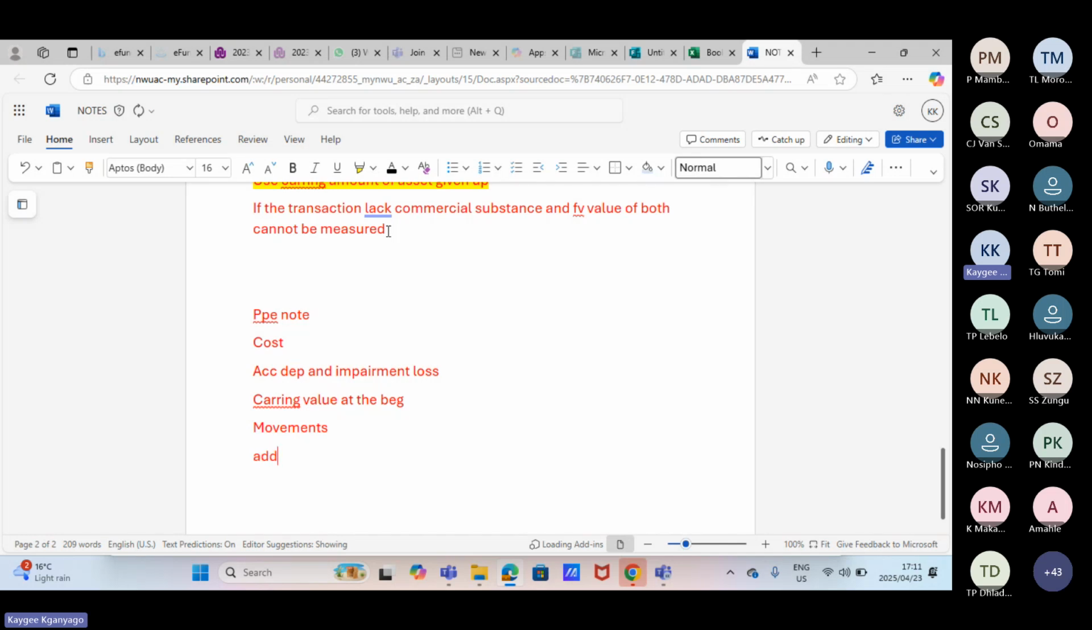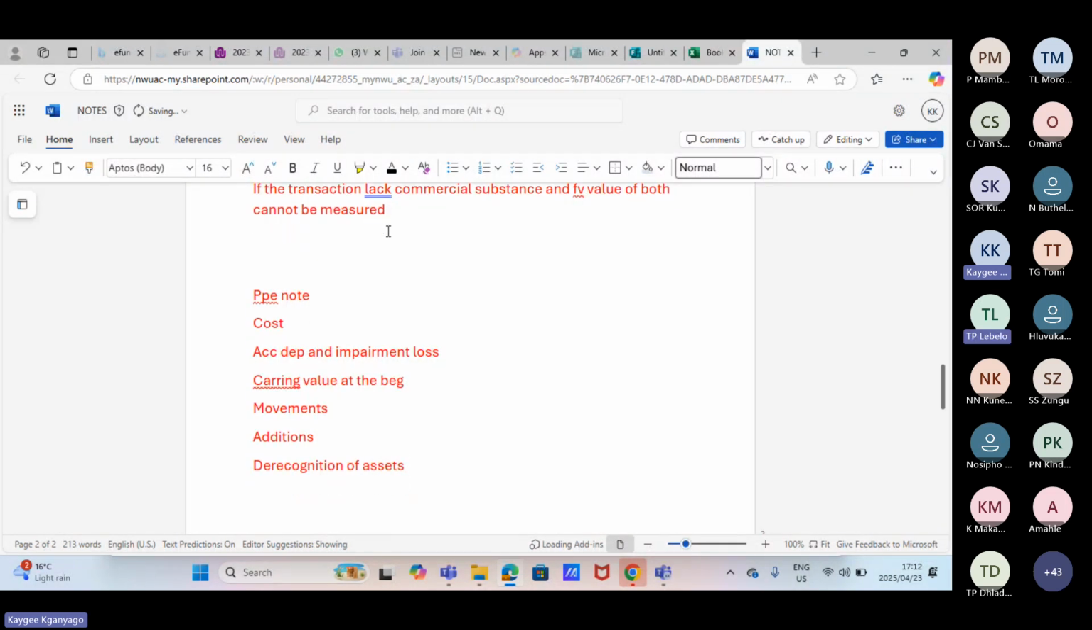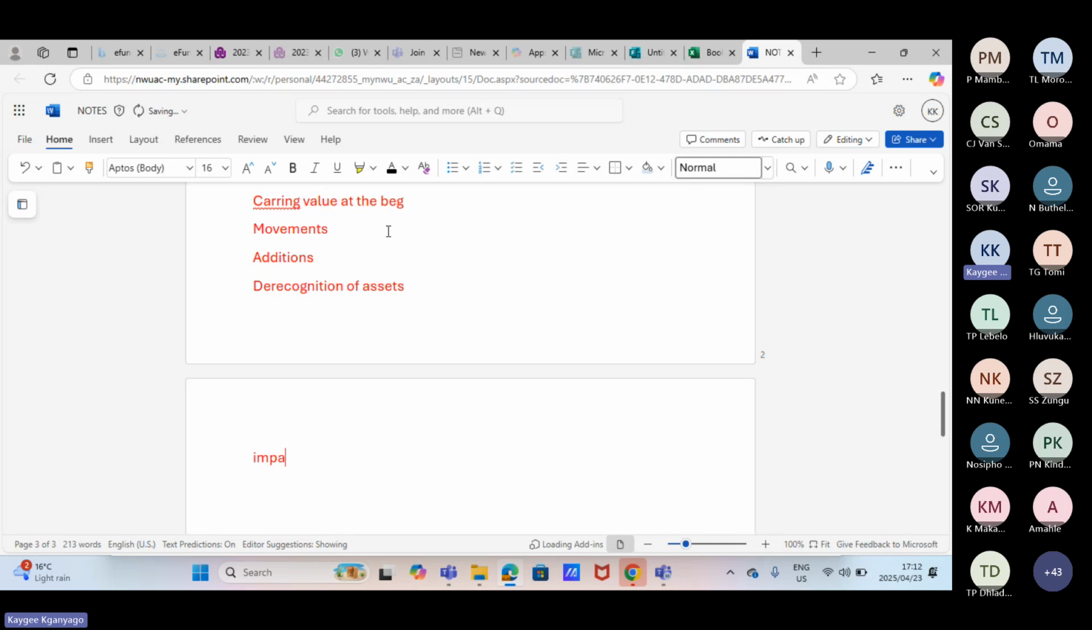In my movements, I can have additions, the recognition of assets. What else can I have? I can also have impairment loss. I want to end here. I'm no longer going forward. This impairment loss can either be impairment loss or reversal. If it's impairment loss, I must subtract. If it's reversal, I must add.